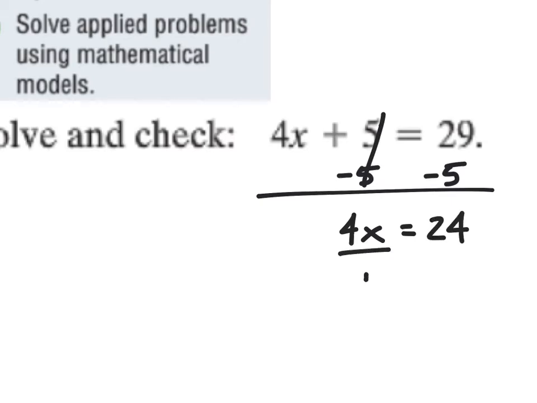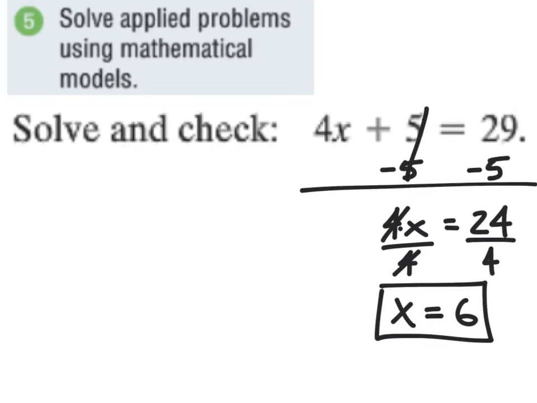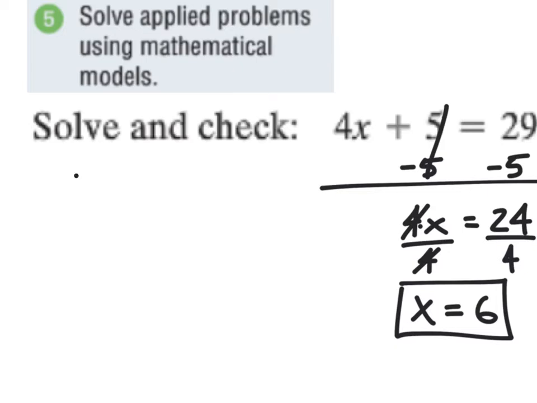Then I'm going to divide both sides by 4 because I'm taking 4 times x. The opposite of multiplying by 4 is dividing by 4. And so then the 4's divide out to 1, and we're left with x is equal to 6. This is my answer. Now, what I want to do is check. You don't always have to do this, but it's important that we understand that concept.